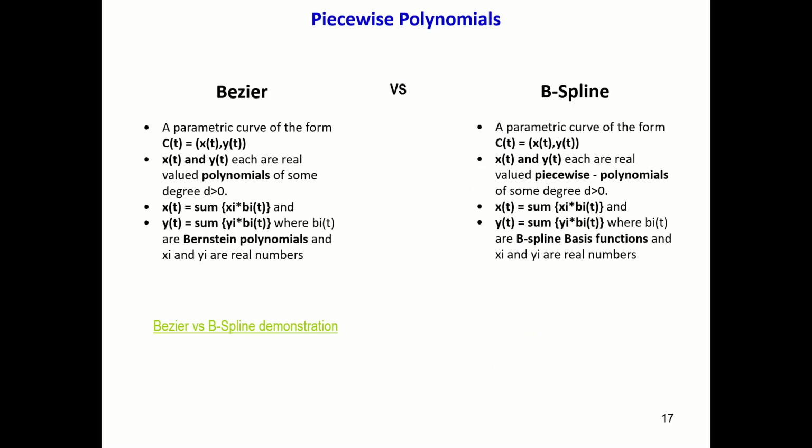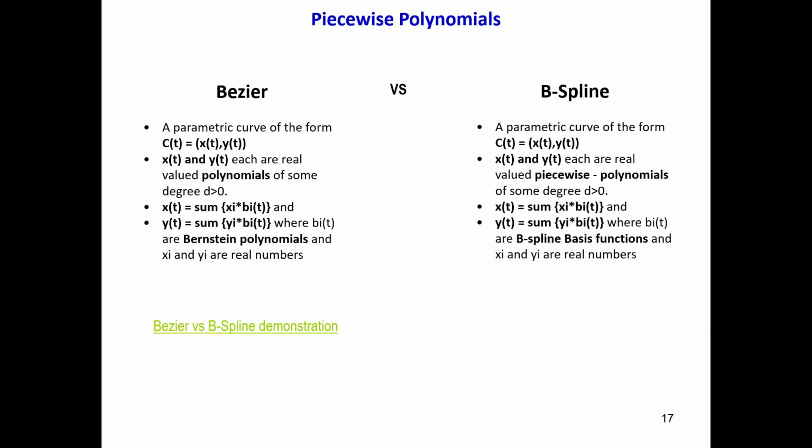Piecewise polynomials. A piecewise polynomial function is a function that is a polynomial on each of its subdomains. Let us look at Bezier versus B-spline curves. There are many similar properties between Bezier and B-spline curves, but there is a main difference between them. Let us first start with the Bezier curves.